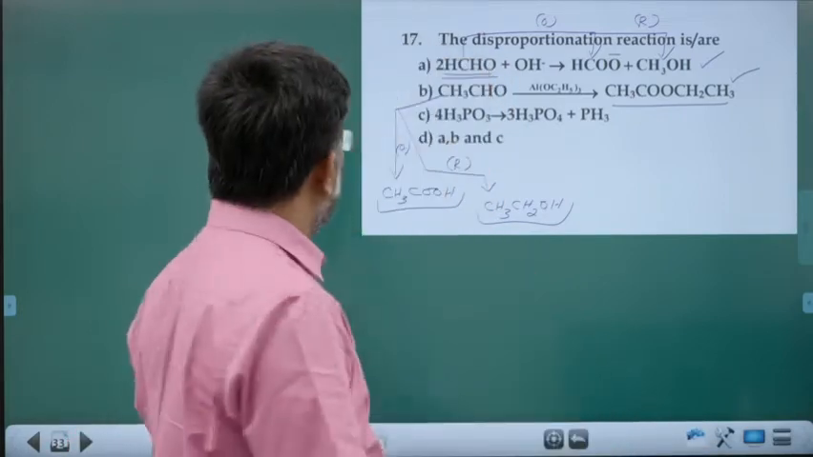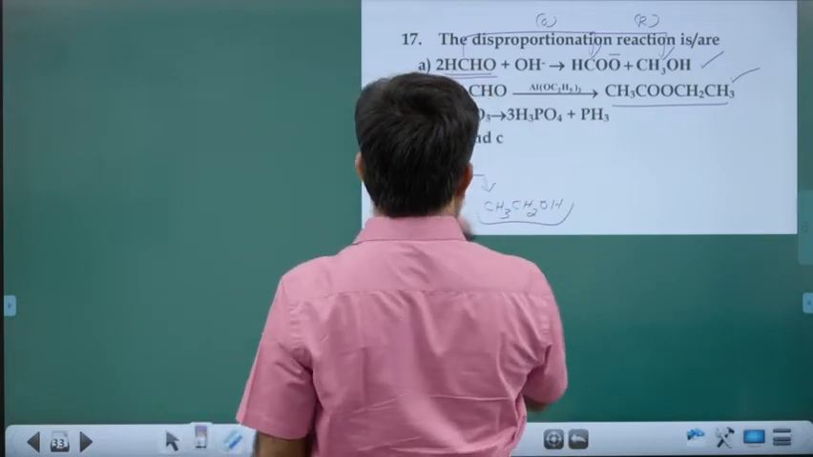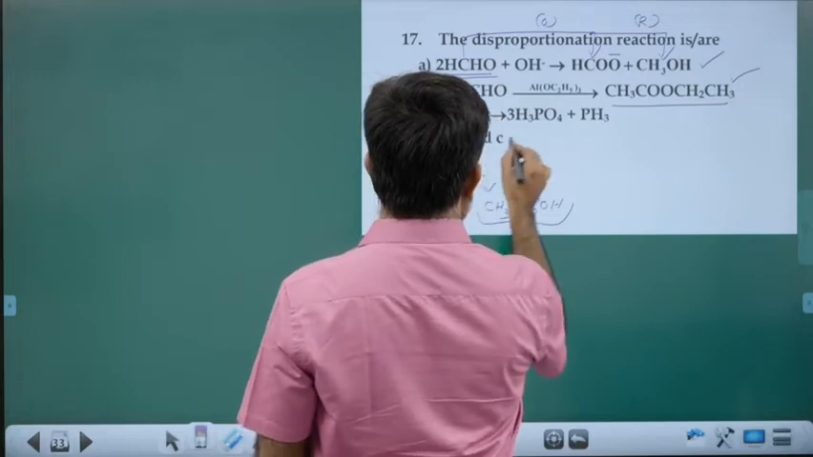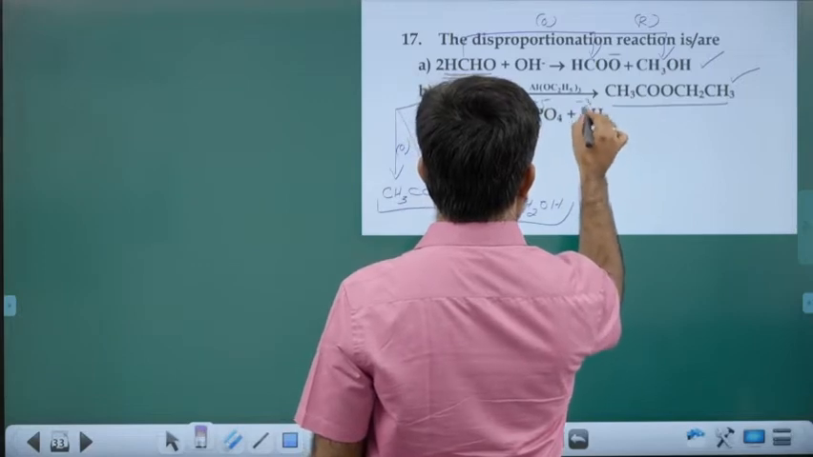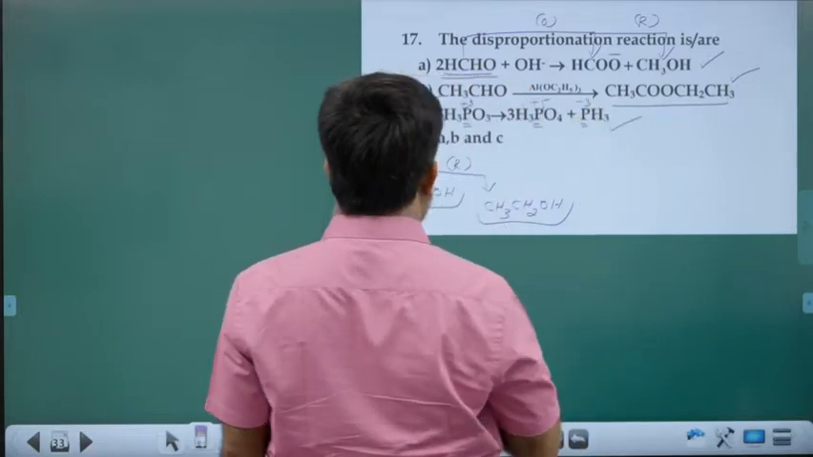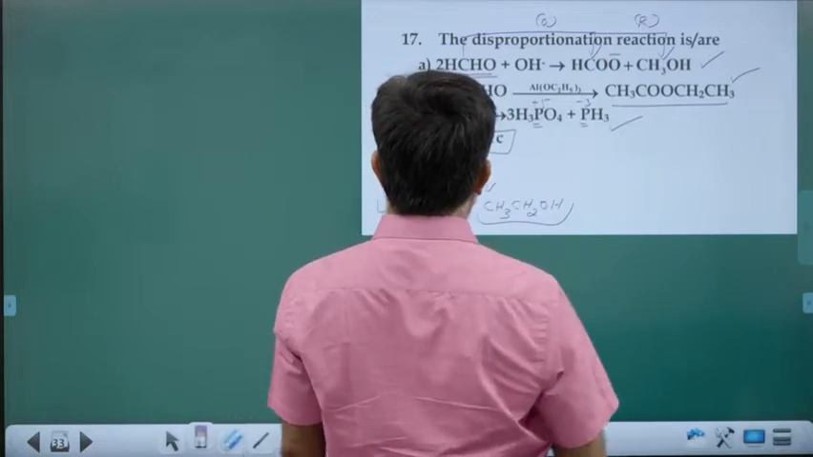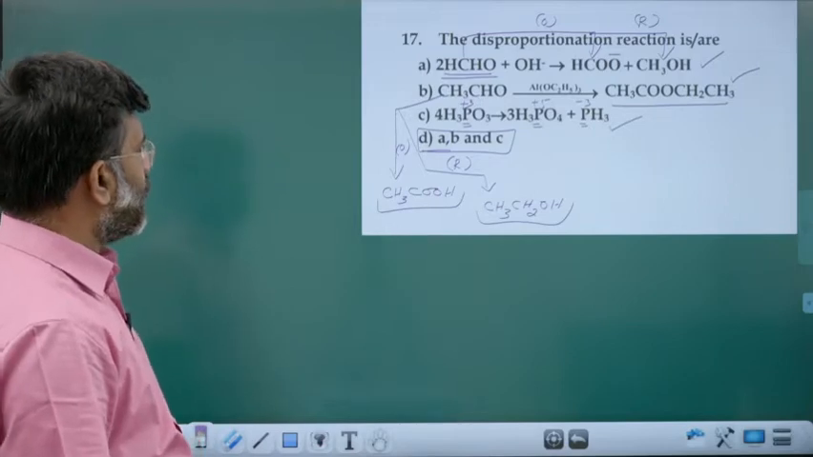Right? Now, H3PO3 to H3PO4 and PH3. Definitely, in H3PO3 phosphorus is plus 3 state, oxidized to plus 5 state, and reduced to minus 3 state. That is also disproportionation. Answer is option D. All the choices A, B, C are disproportionation.